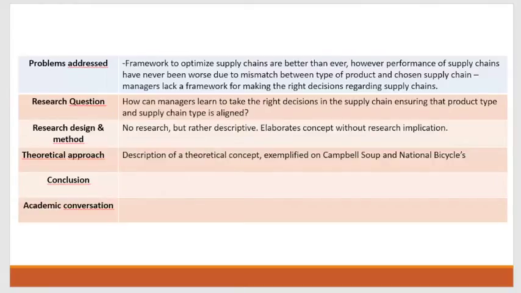So the research question: how can managers learn to take the right decisions in the supply chain, ensuring that product type and supply chain type are aligned? There's no research, but it's rather descriptive, this article, and it elaborates on this concept without real research implication. And the theoretical approach is that it's a description of a theoretical concept exemplified through a few cases.